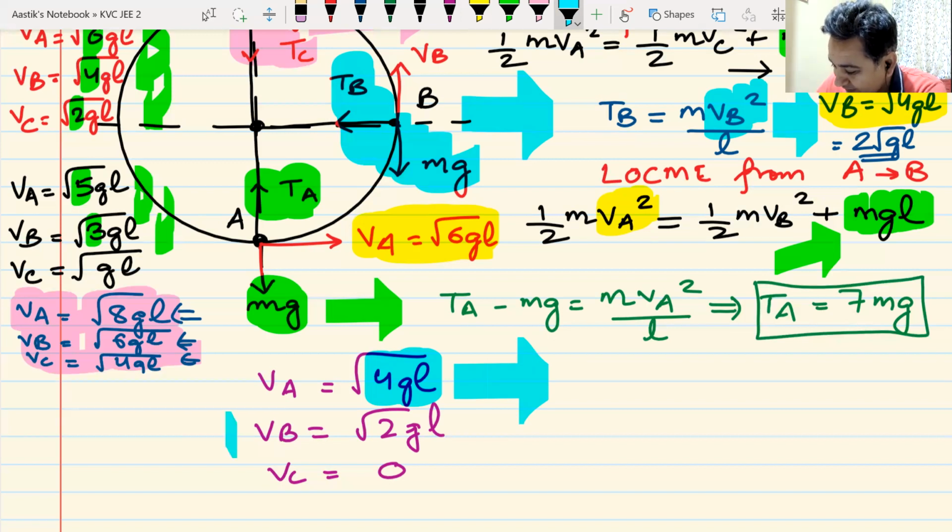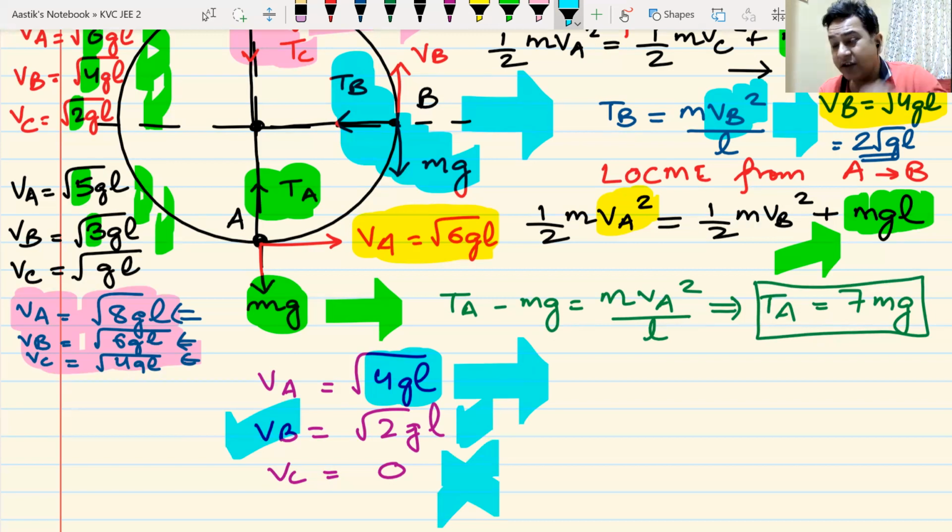So this answer is correct. It has to be root over 2GL at point B, but this answer is wrong. It cannot be 0 because it will never reach point C. Why will it never reach point C? Now that is the question. That is the question.